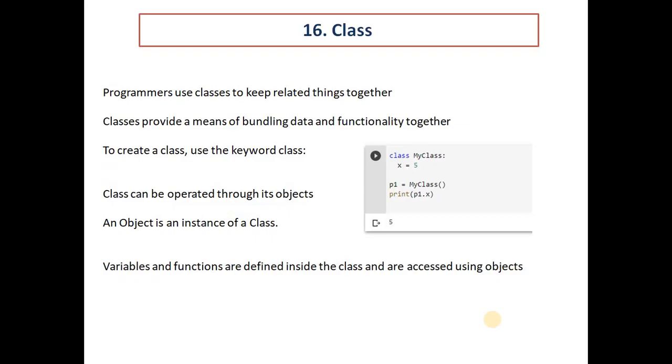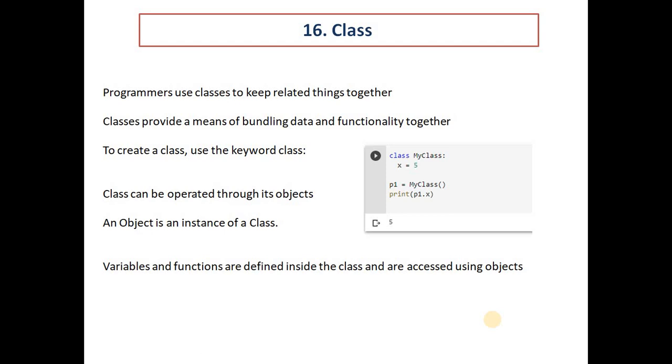The last thing in level 4 is class. So we had seen how we avoided repeated code by means of functions. We had seen how to call a function, and how to pass arguments to a function. And now coming to class, programmers can use classes to keep related things together.